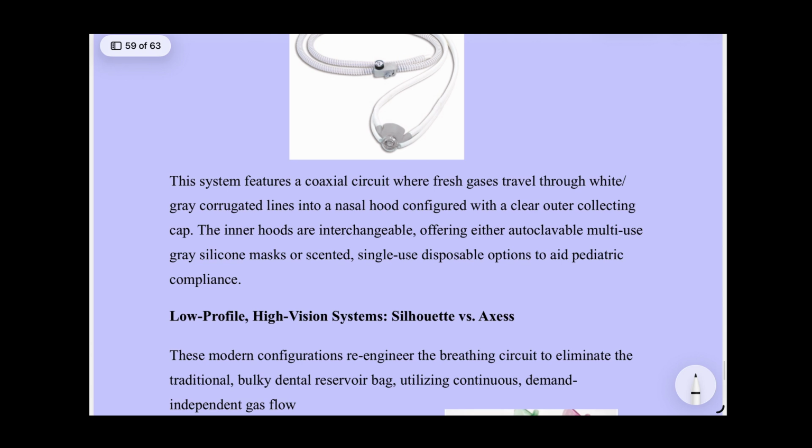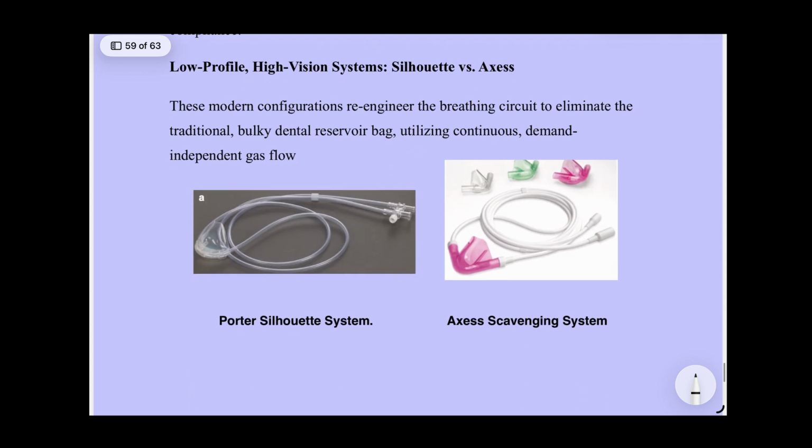This system features a coaxial tube where fresh gases travel through the white-gray corrugated line into the nasal hood, configured with a clear outer collecting cap. The inner hoods are interchangeable, offering either an autoclavable multi-use gray silicone mask or a scented single-use disposable option to aid pediatric compliance. Low-profile, high-vision systems are Silhouette versus Axis. These modern configurations re-engineer the breathing circuit to eliminate the traditional bulky dental reservoir bag, utilizing continuous, demand-independent gas flow.